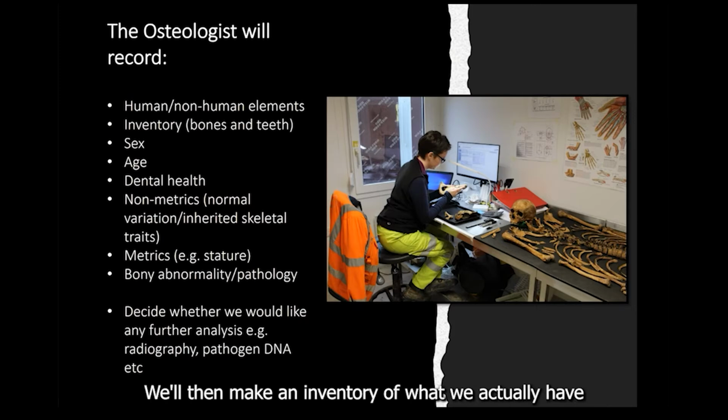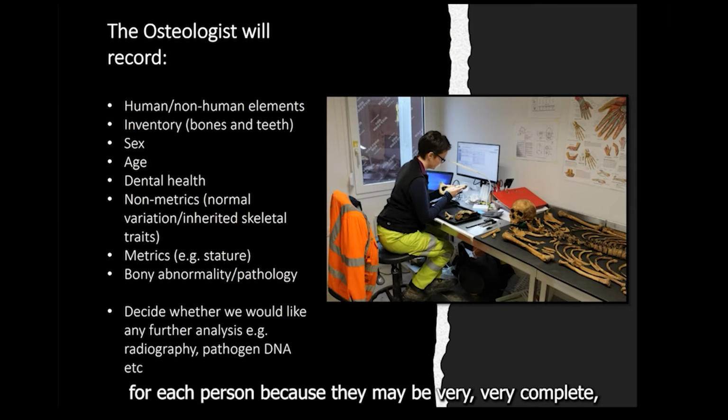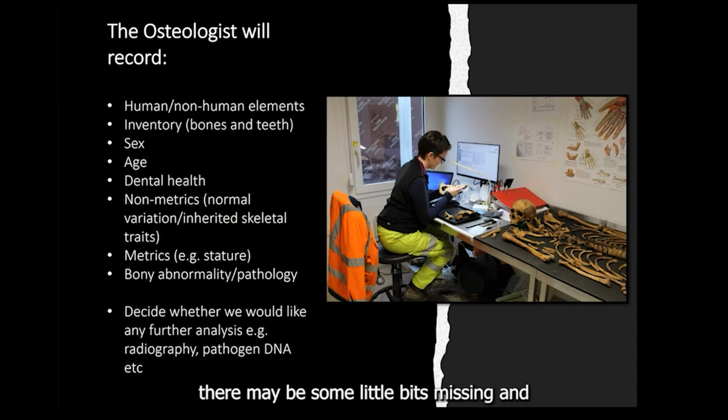We'll then make an inventory of what we actually have for each person, because they may be very, very complete. There may be some little bits missing, and we need to know these things. So we make an inventory of all the bones and the teeth that are present. We will then have a look at various bones and try to work out the age at death and the sex of the individual.